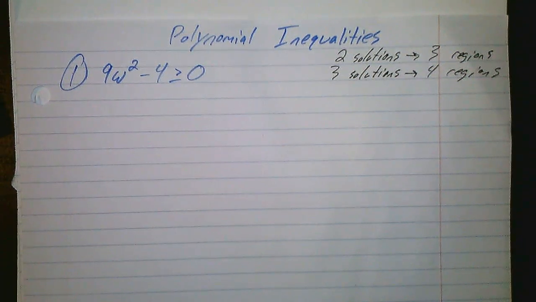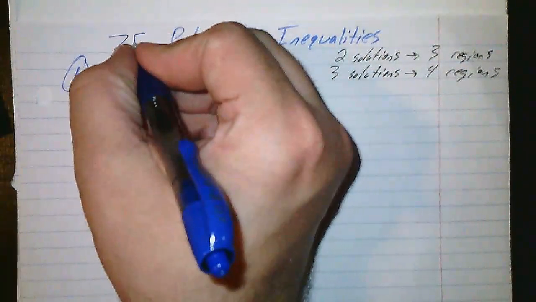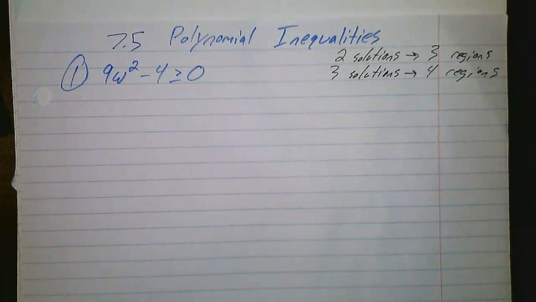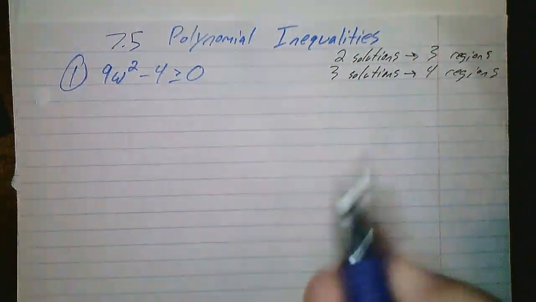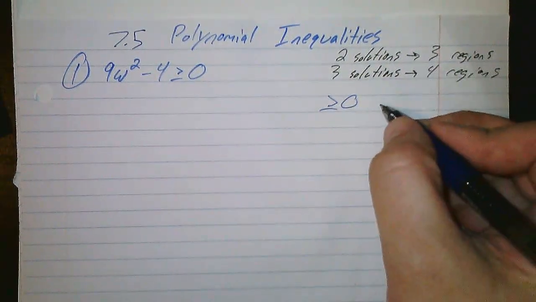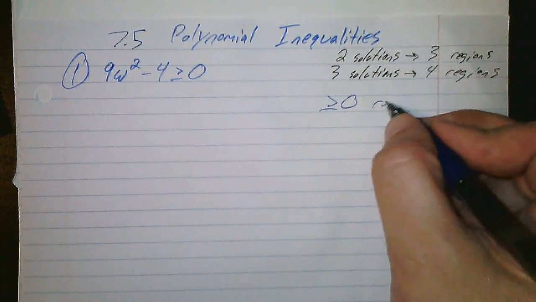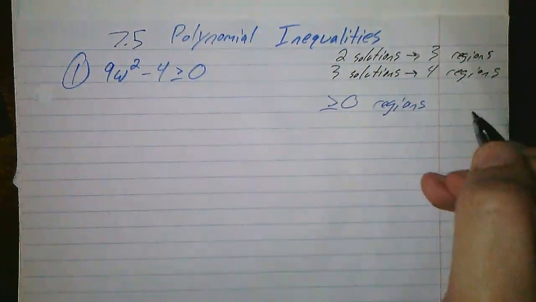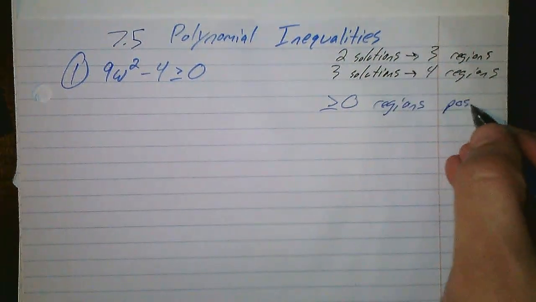All right, let's talk about section 7.5, in which we solve polynomial inequalities. So, an inequality, we can write some notes here. If it's greater than or equal to 0, we're looking for where the regions are positive.